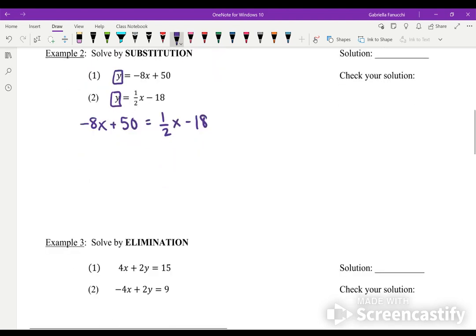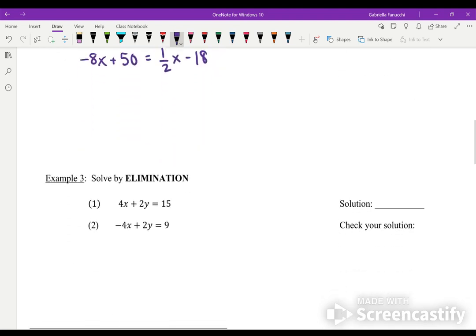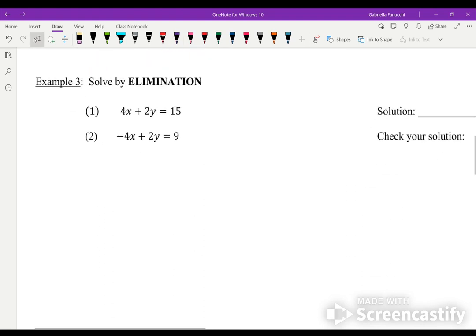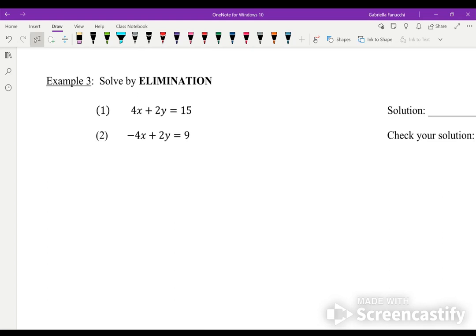She's asleep. So elimination, the next method. When you want to eliminate, you're either going to eliminate x's or eliminate y's. You want to use elimination when you see either your x values are equal but opposites, or your y values are equal but opposites.